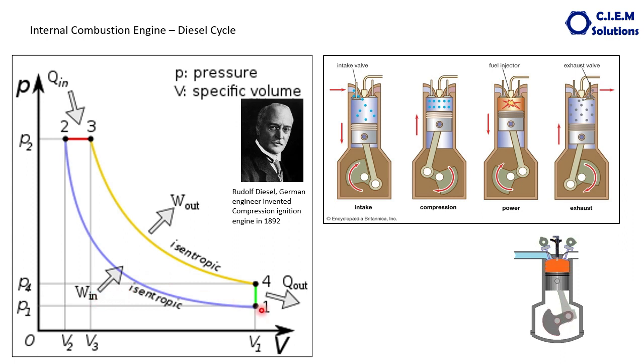Work input is compressing the air inside the cylinder. That's what we are giving as the input. Then 2 to 3 is the energy generated during the combustion process, that is the Q in. Work out is used to push the piston downwards. That's what we are getting as output from this engine.